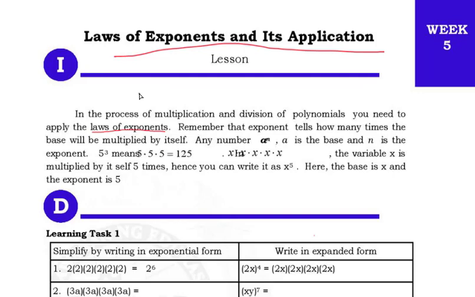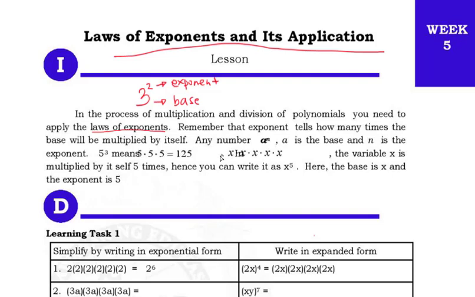So, example, we have 3 square. Ang exponent dyan, itong 2. So, that is your exponent. At ang tawag dito sa 3, nasa baba, ay base. Okay? So, sabi doon, remember that exponent tells how many times the base will be multiplied by itself. So, ito daw yung nagsasabi kung ilang ulit mong i-multiply ang base sa kanyang sarili.